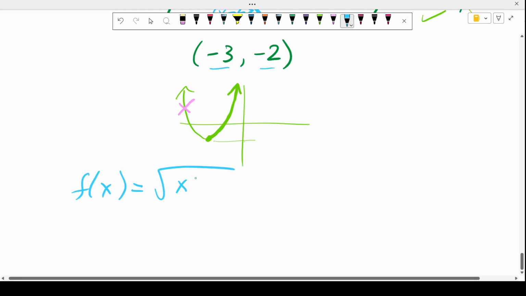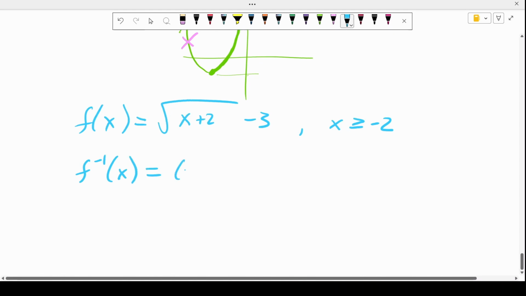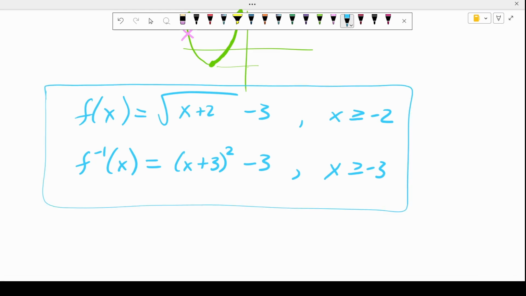And f inverse, with, of course, the restriction that x has to be greater than or equal to negative 2 because you can't square root a negative. Okay. And the inverse function is (x + 3)^2 - 2, with the restriction that x has to be greater than or equal to negative 3. With these restrictions in place, we're fine, and these truly are inverses of each other.